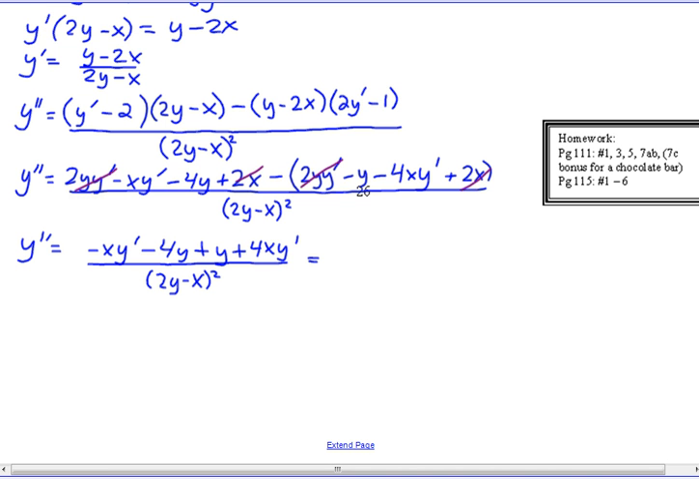Okay, let's look at like terms. So 4 minus 1 is going to give you 3xy primes. I'm trying to simplify this before we replace our y prime. It's going to be ugly when I do. And what else do we have? Minus 4y plus y, minus 3y.